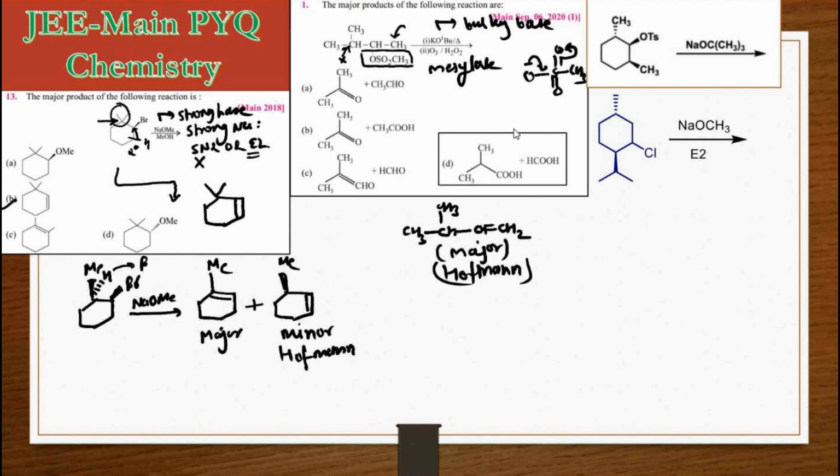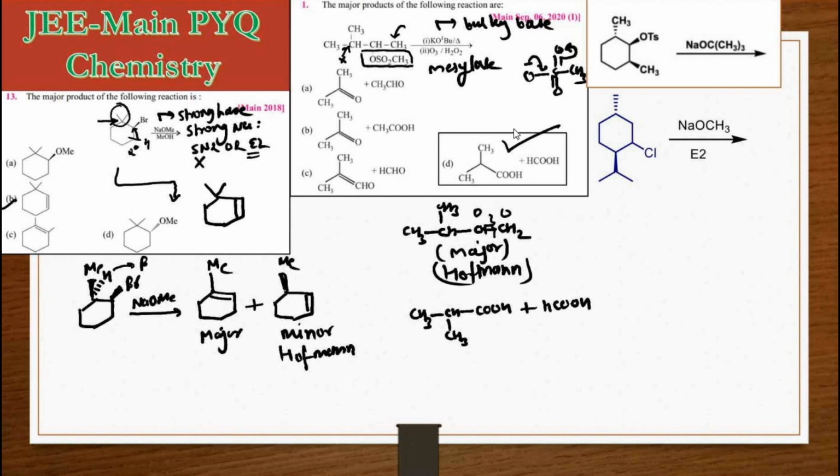Now the next step is ozonolysis under oxidative conditions. So just put oxygen this side and oxygen this side. Since this is an oxidizing agent, it will convert to the carboxylic acid because you are using oxidative conditions. Therefore you will have this carboxylic acid and this will be formic acid, which is option D.